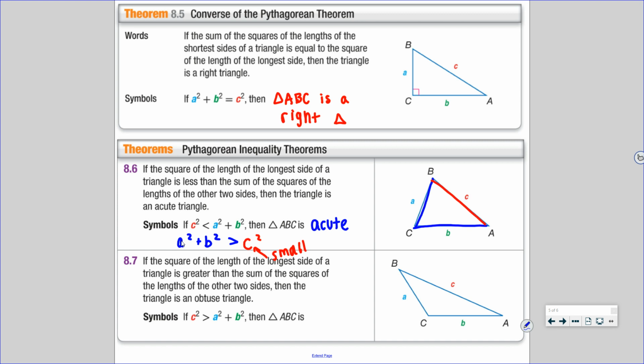All right, similarly, if the two smaller sides squared, well, if it's equal to c squared, then it's a right triangle. If it's less than, if that third side squared is big, then I think it has to be across from a big angle, an angle bigger than 90 degrees. We call those obtuse angles, so then it's an obtuse triangle.